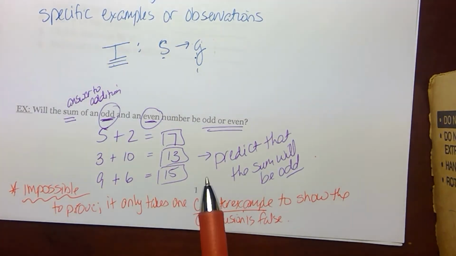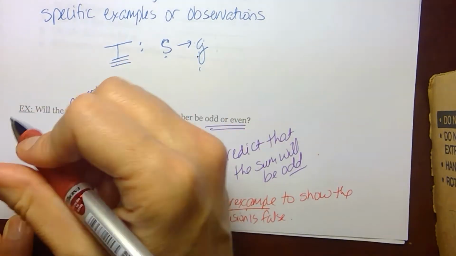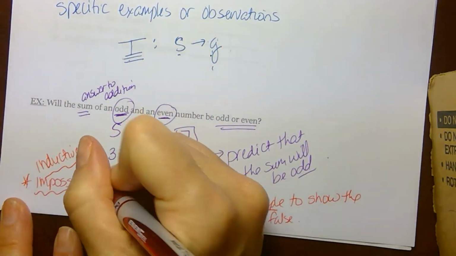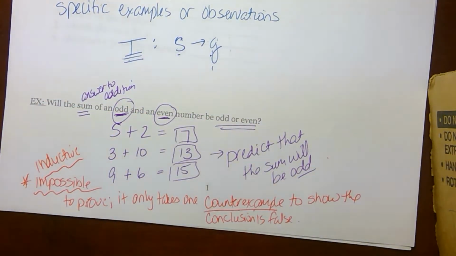I can't prove it true because to prove it true, I would have to check every possible sum of every possible odd plus even number. And there are literally an infinite number of options. I cannot check them all. Since I can't check every possibility and it would only take one false to disprove my conclusion, that means that inductive reasoning is impossible to prove. Inductive is impossible to prove.